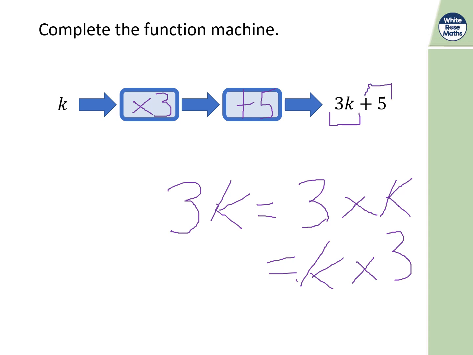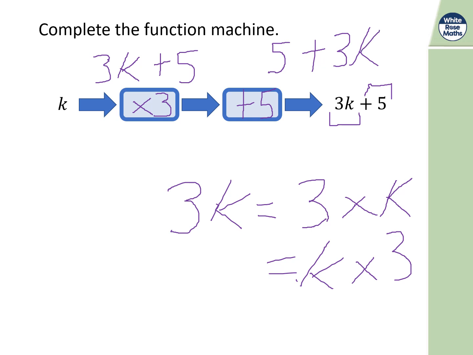Because if I do it this time, k times 3 gives me 3k, and then add the 5, which is the next step, I get 3k plus 5, or even 5 plus 3k. Either answer would suffice for the examiner or the marker.